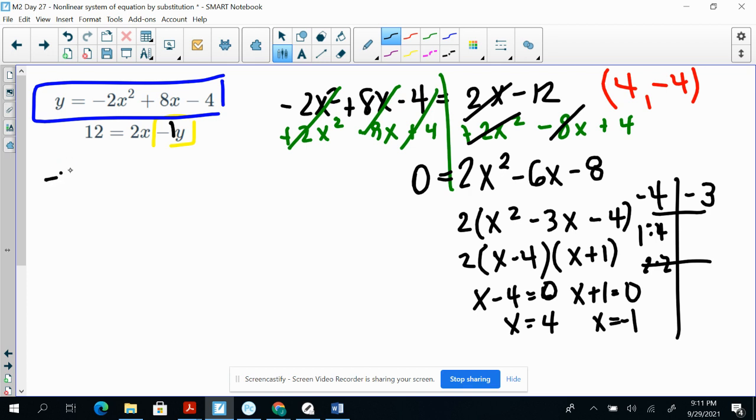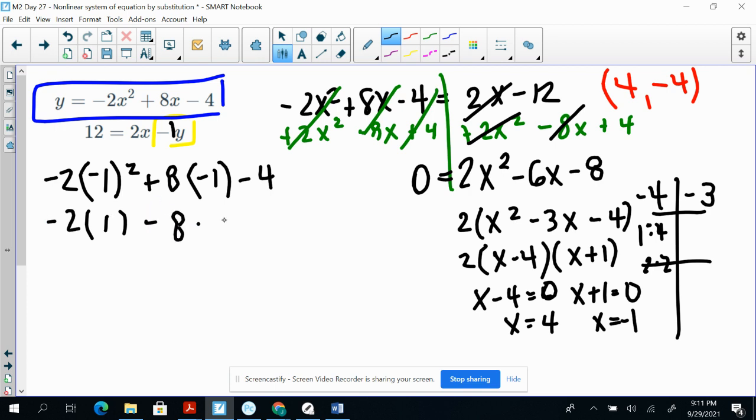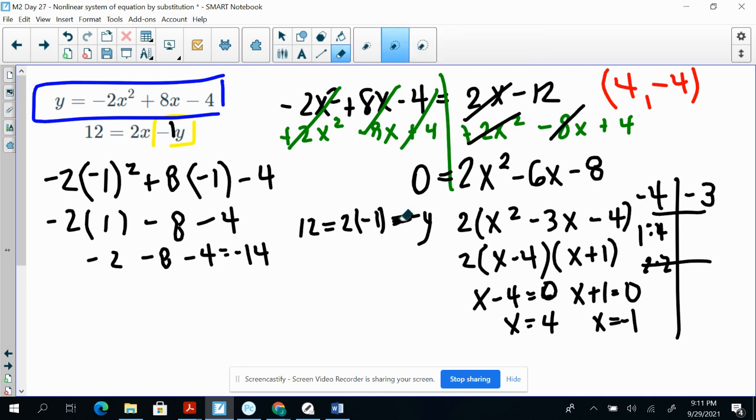So negative 2, negative 1 squared plus 8 times a negative 1 minus 4. Negative 1 squared is 1 times a negative 2 minus 8 minus 4. Negative 2 minus 8 minus 4 is going to give me a negative 14 because that's 10 and 4, and they're all negatives. Plug our negative 1 into our next equation. So 12 equals 2 times a negative 1 minus y. Oops, not equals, sorry. Getting real excited. We definitely never have two equals.